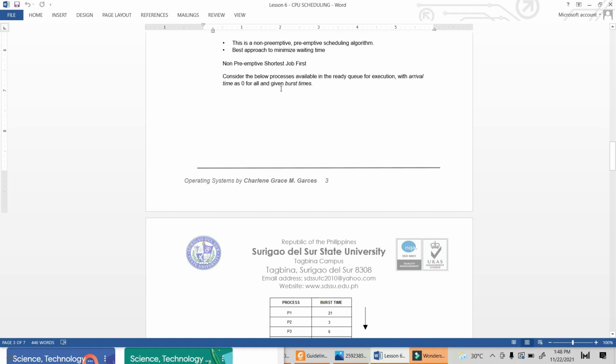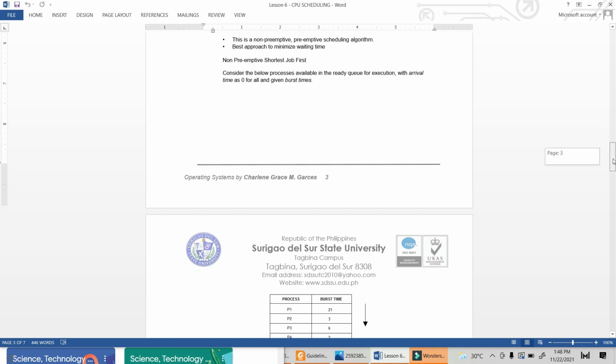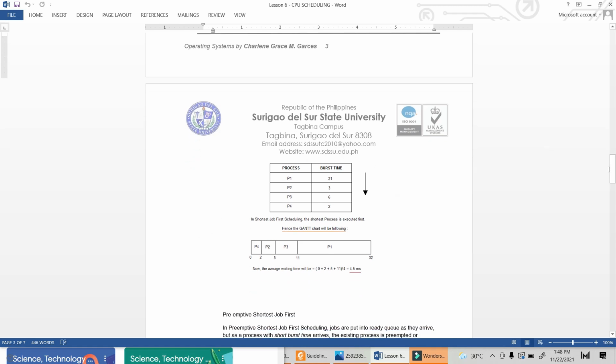When we say non-preemptive, it will consider the below processes available in the ready queue for execution, where arrival time is 0 for all the given processes, along with the given burst times. So let's see here in the illustration. We have a table here, still with processes P1 to P4 and the burst times, the same illustration as what we have in first come first serve. P1 has 21, P2 has 3 milliseconds, P3 has 6 milliseconds, and P4 has 2 milliseconds.